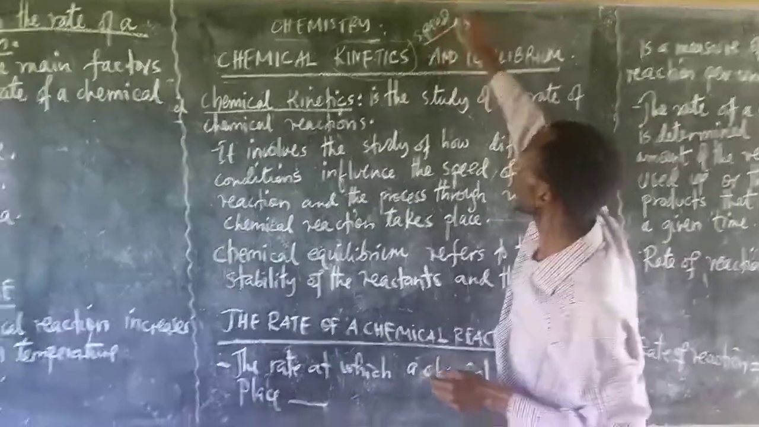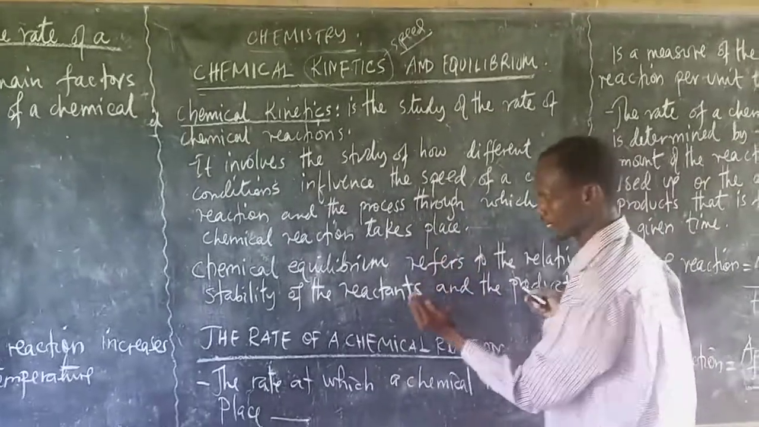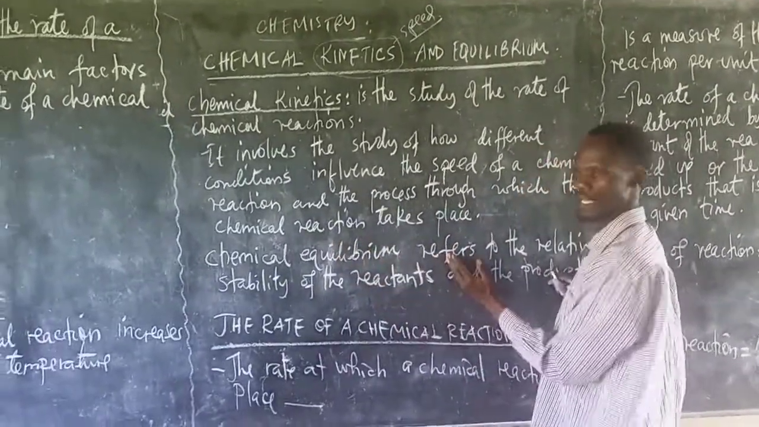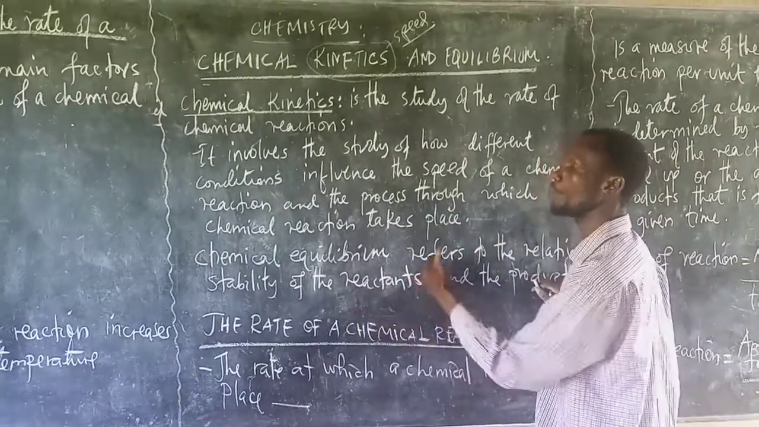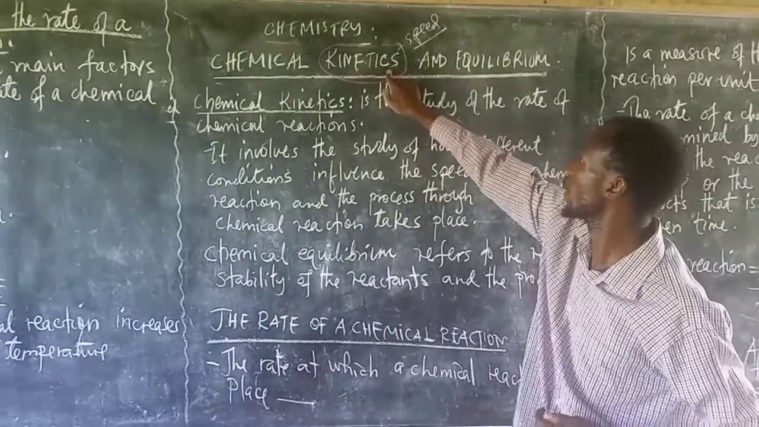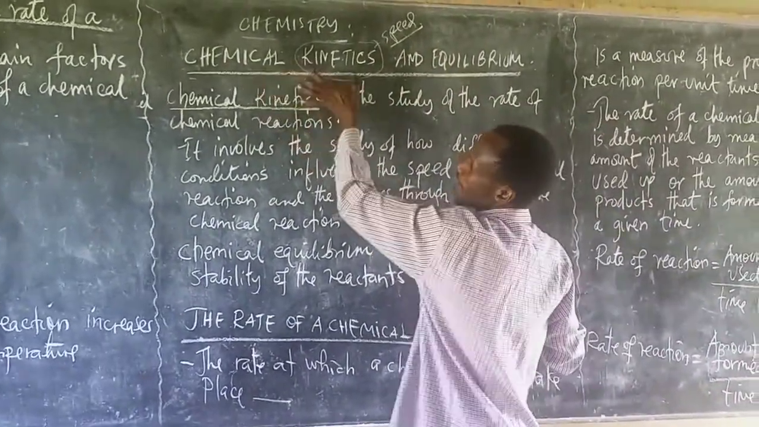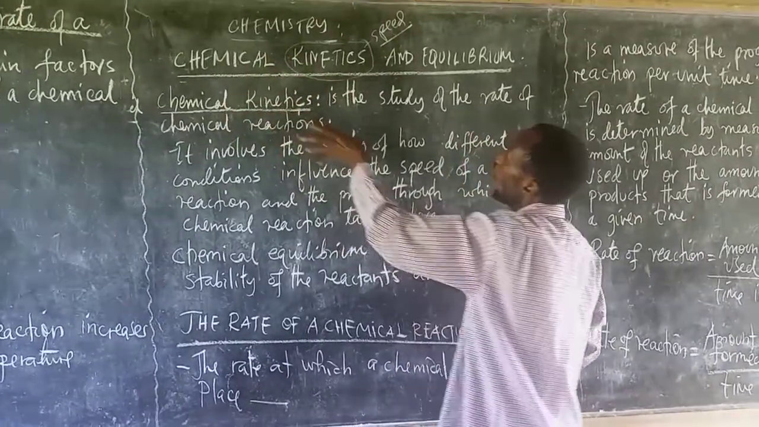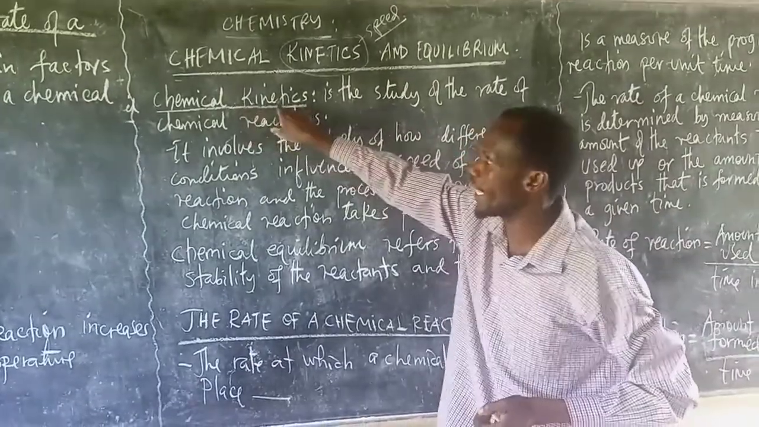And for there to be speed, we must be talking about something taking place from one point to another. There must be a movement, whether movement of particles or movement of whatever the case is. But when it involves kinetics, we mean speed. Therefore, we are just talking about the speed of chemical reactions, or in other words, chemical kinetics.